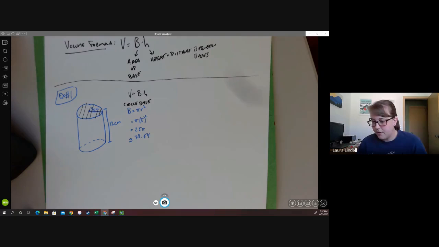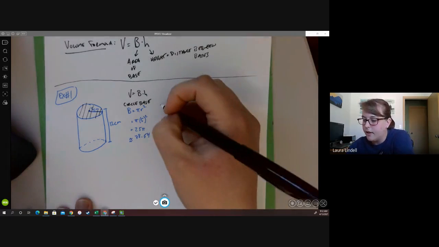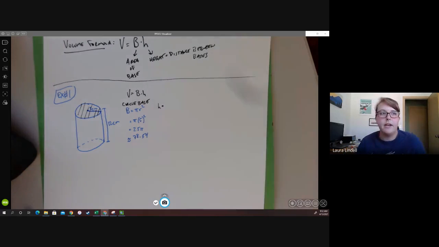All right, so there's the base. And then the height. What's the height going to be for this cylinder? What do we think? What's the distance between the top and the bottom there? 12.